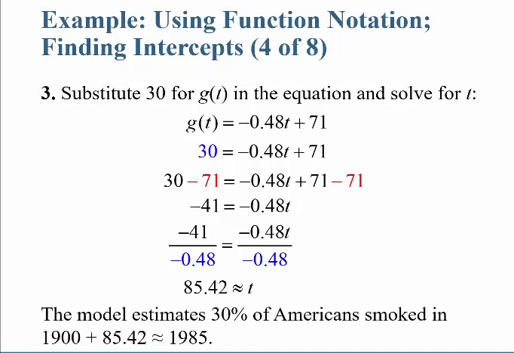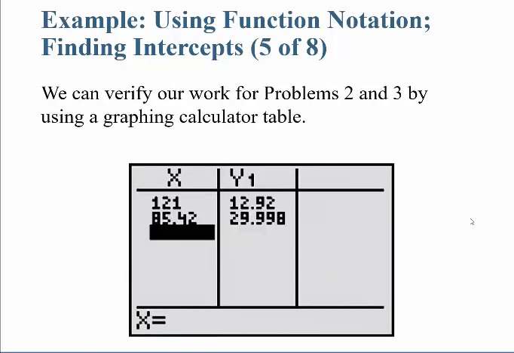So the model estimates 30% of Americans smoked, and you take this t, because remember t is years since 1900, and add to it: 1900 plus 85.42. And this is saying roughly 30% of Americans smoked in 1985. Seems reasonable given that data too. You can verify this using the table application in your graphing calculator as well. So you can plug the equation in, and then if you give the x values, it'll tell you the y values.